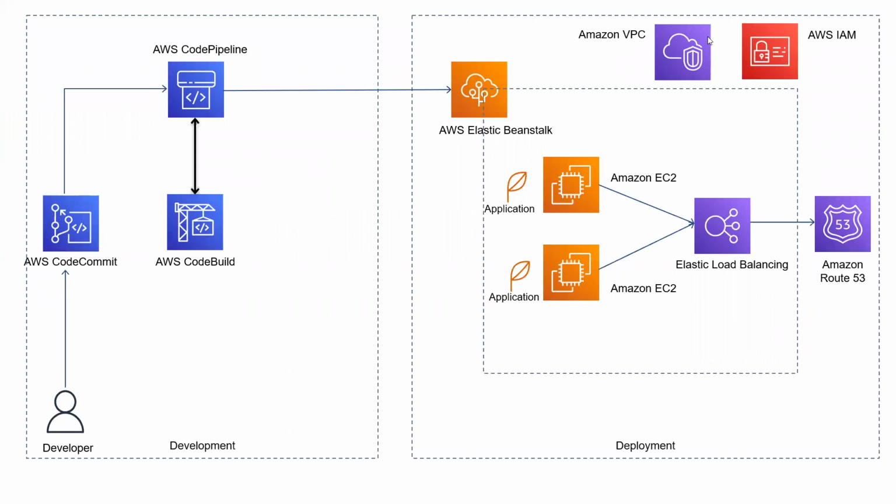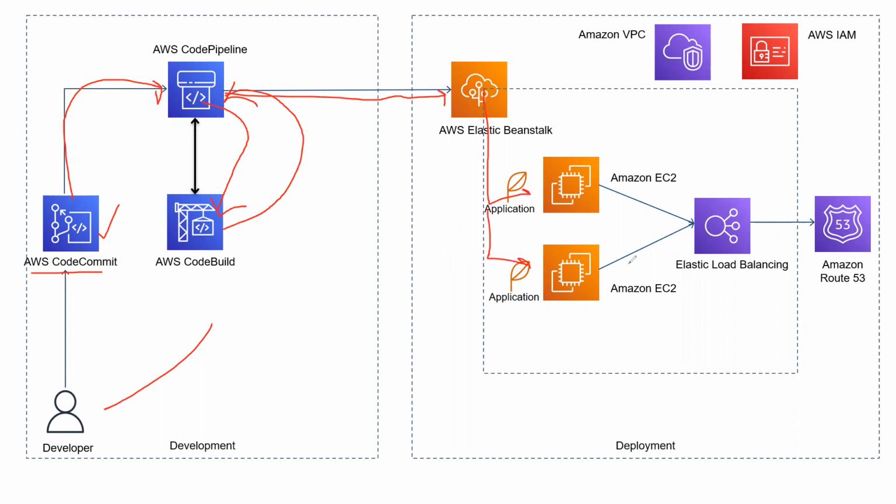So developer is making the changes. Code commit is able to hold the latest changes. Those changes are given to code commit. Code commit will go and bring those changes to code build. Code build will go and build the project. Artifact is generated and given back to code pipeline. Code pipeline will pull the artifact and deploy into Elastic Beanstalk instances, which are fully managed by AWS Cloud.